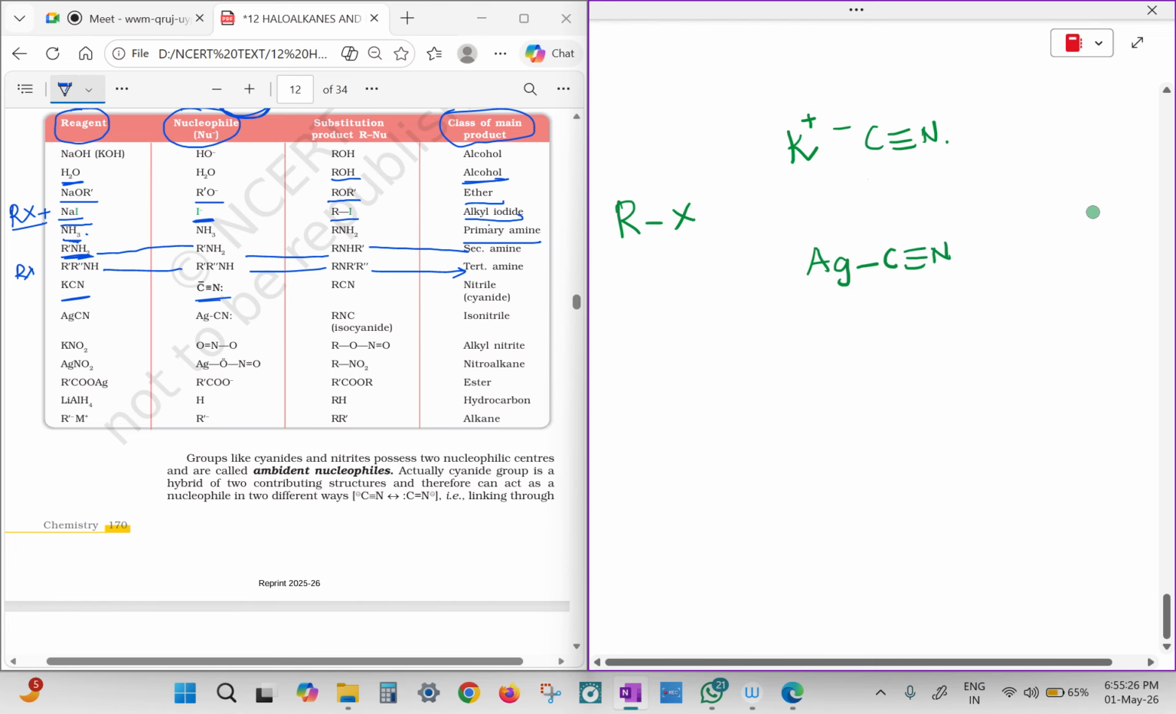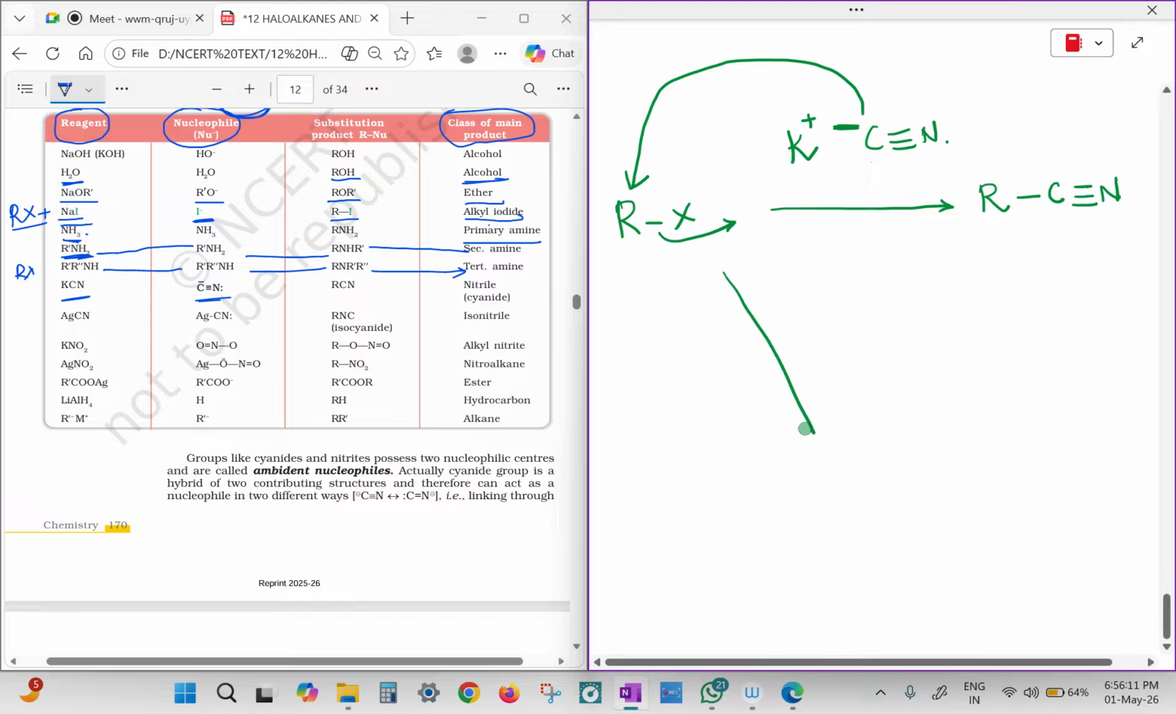Your potassium being a large cation will make this compound ionic in nature. Larger the size of the cation, more the ionic character. Remember, children, Fajan's rule. So this bond is ionic. That means the negative charge comes to the carbon. The attack on the alkyl halide is going by the carbon, replacing the halogen. That means you would be getting R bonded to C, triple bond N. Is it clear, children? Aprameya, is it clear?